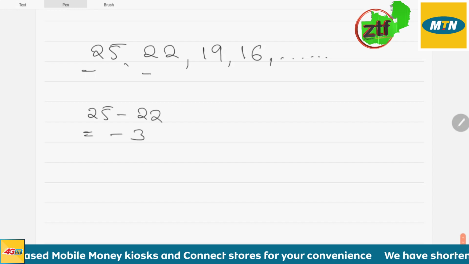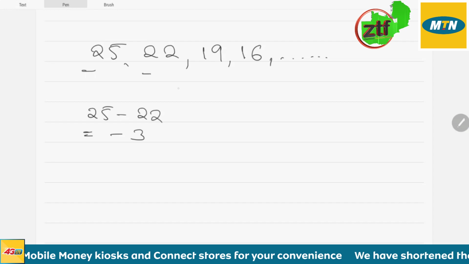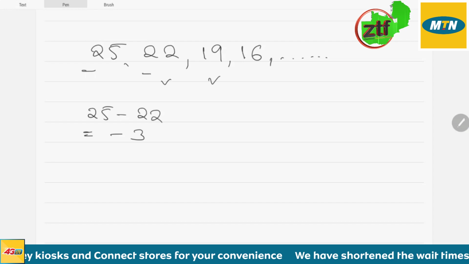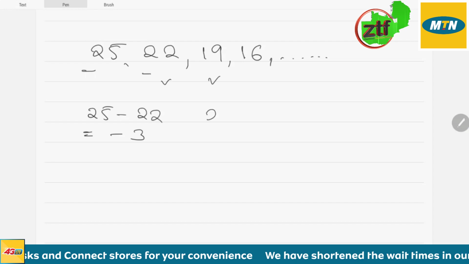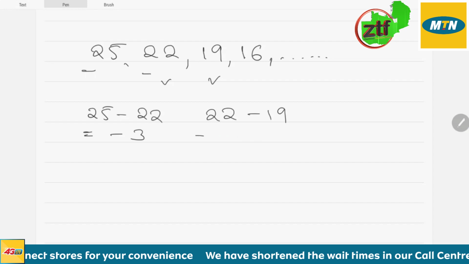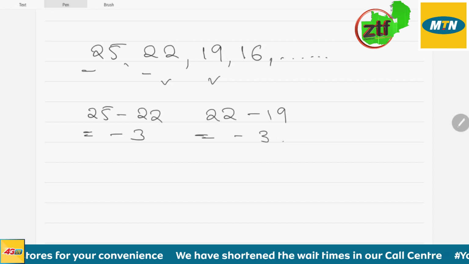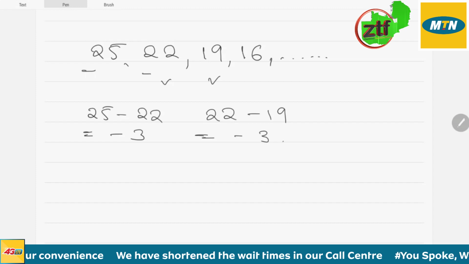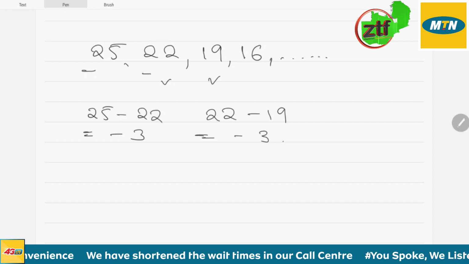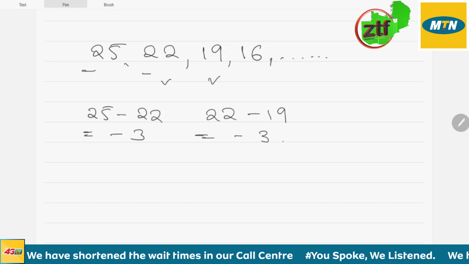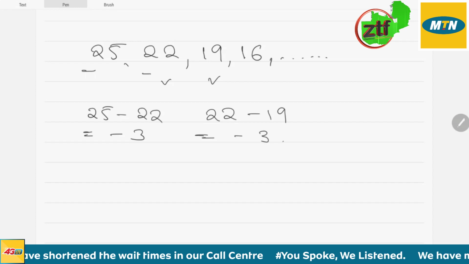So I will try to find the difference between 22 and 19, because 22 and 19 are also two consecutive terms. So 22 minus 19 will still give me negative 3. So you can see that the difference between two consecutive terms is negative 3, which is common, and therefore this kind of sequence is under what we call arithmetic progression.